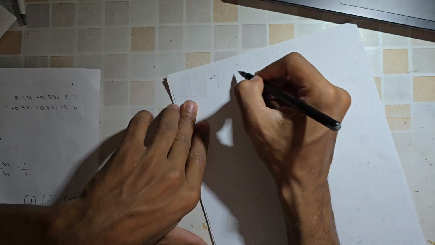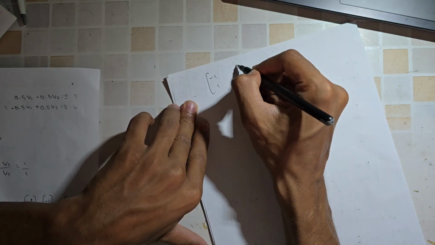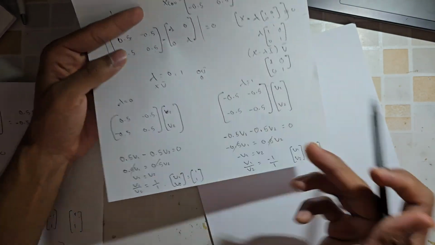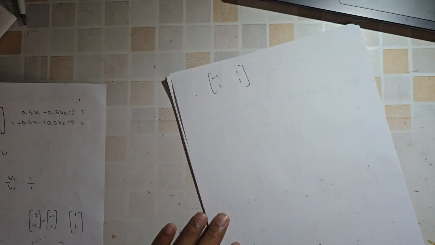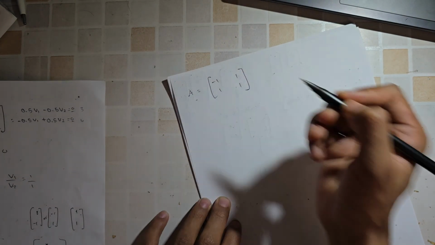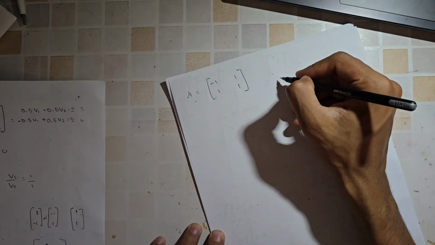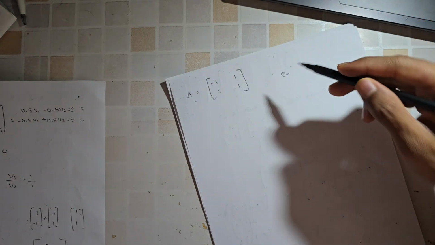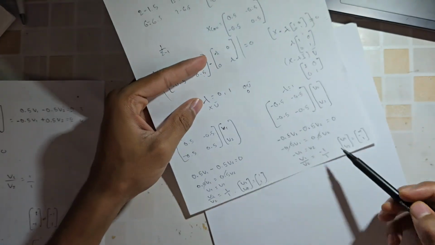So we have minus 1, 1, 1, 1. I kept this first and this second. So I took lambda 1 first, then lambda equals 0, like that. So I will call this A. Now I have to perform normalization. You can do two things. You can either perform the normalization for the first one and then for this one.